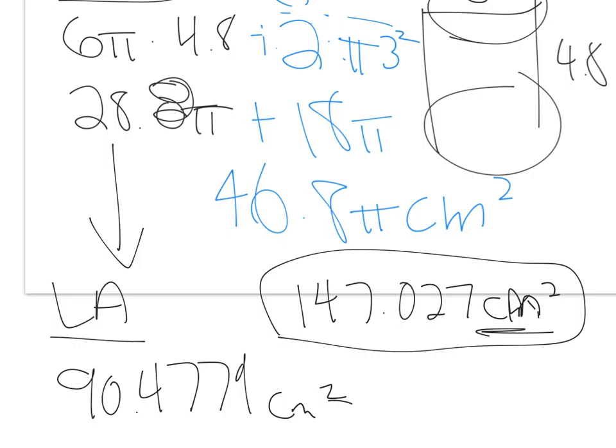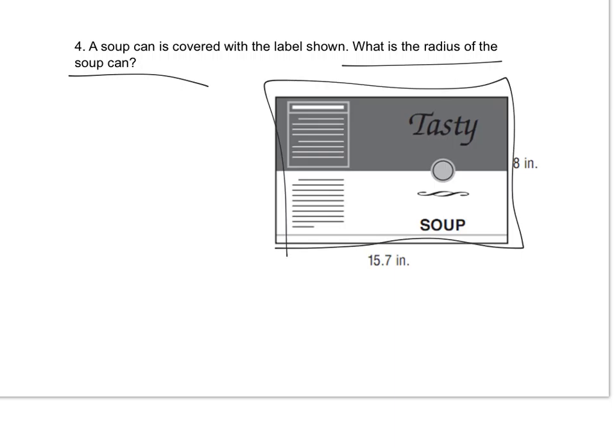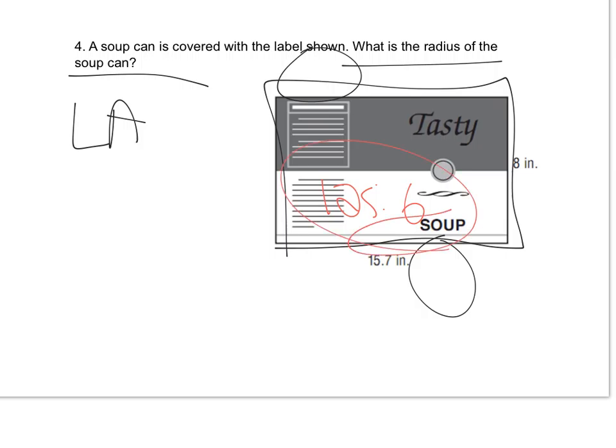Centimeters squared. So, last but not least, what's the radius of the soup can? Now we don't need the whole 9 yards, but remember, this is your soup can. This would represent the lateral area. There's no top and bottom because the label doesn't cover that. So you've got 15.7 times 8, which is going to be 125.6. That is your lateral area.